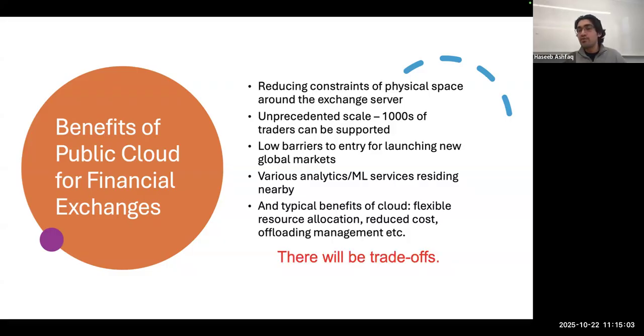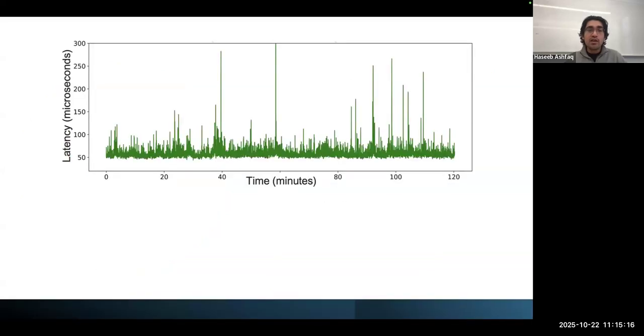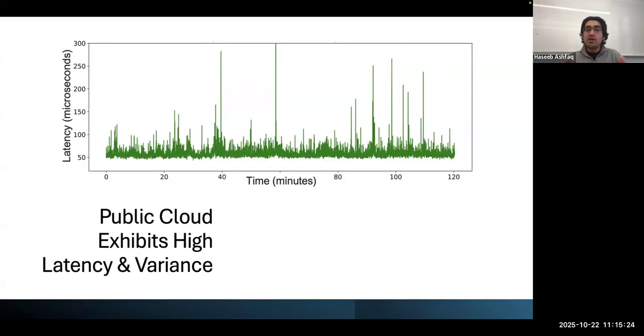But there are also going to be trade-offs when we build an exchange on the cloud. The latencies will be higher, and the fairness guarantees we might have to coarsen a little. So we'll take a deep dive on that. Before that, this is a graph which shows latency between a pair of VMs in the public cloud. We can see that there is high latency and latency variance. Most of the time, the latency is between 50 and 100 microseconds, but it jumps to 150 a lot, and sometimes it even crosses 300 microseconds.